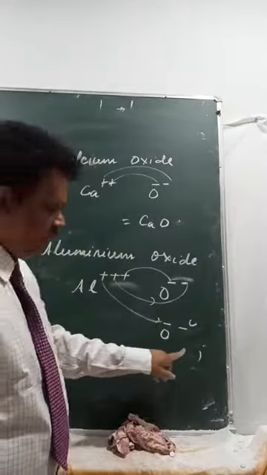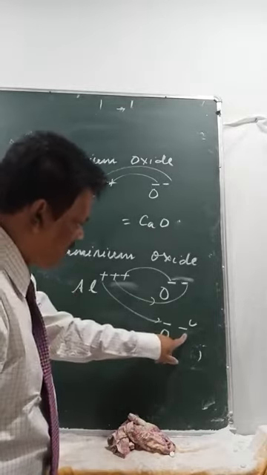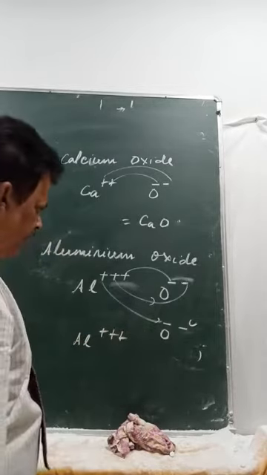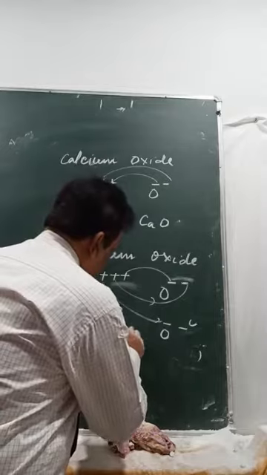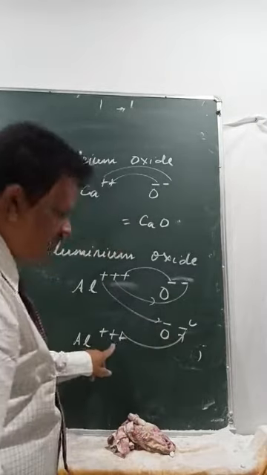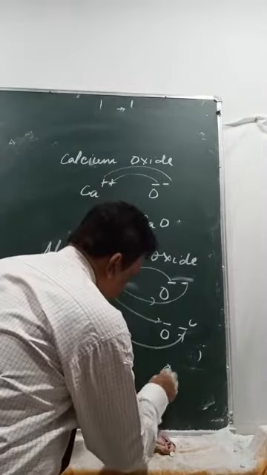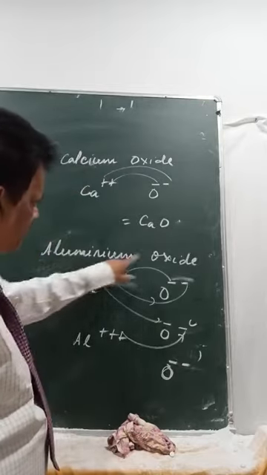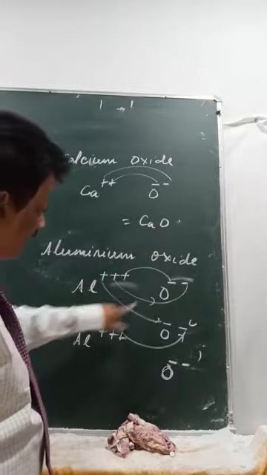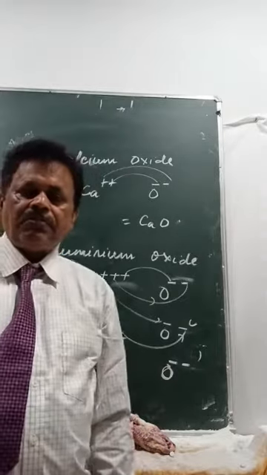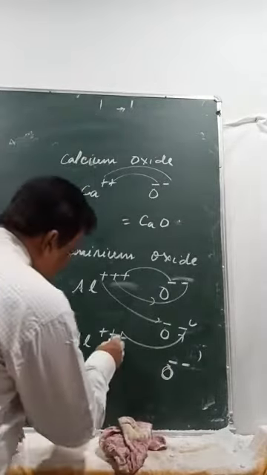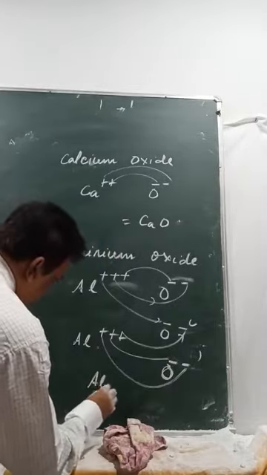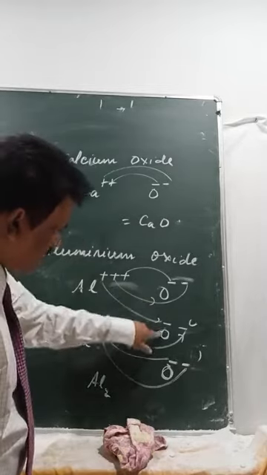Not neutralized. That means to neutralize this, I have to get 1 more aluminium. That will have plus plus plus. If I take 1 more aluminium, then this will neutralize this one. But still 2 more are left out. So again you need 1 more oxygen. So these 2 will neutralize this. So what you got here? Aluminium oxide means you need 2 aluminium, 3 oxygen, so that it will be compound in the neutral stage. So it becomes Al2O3, 2 aluminium, 3 oxygen.